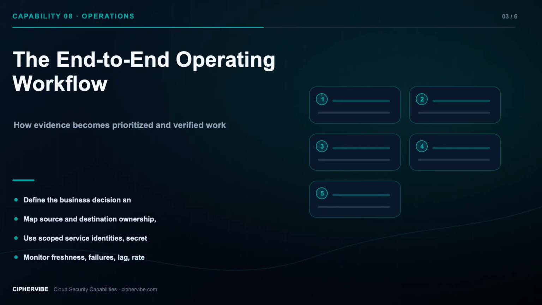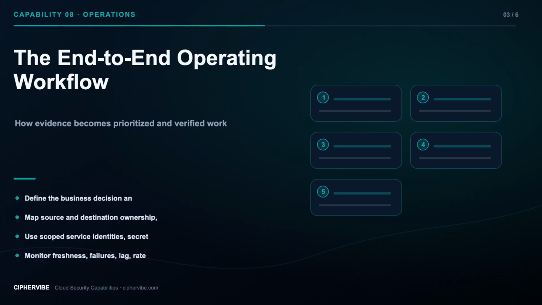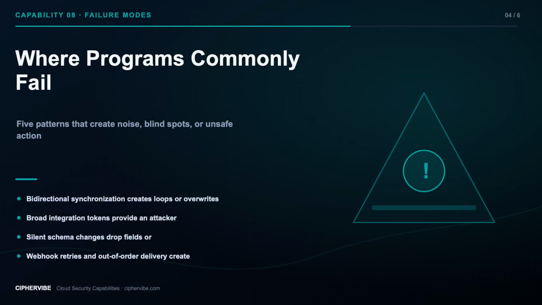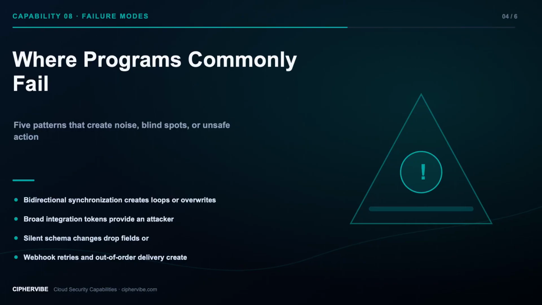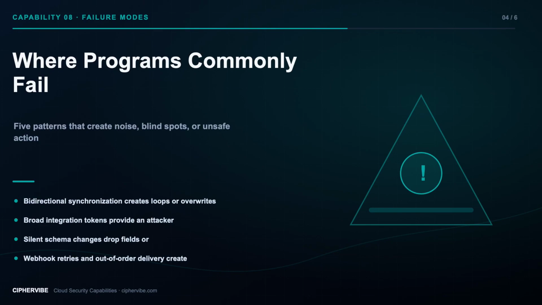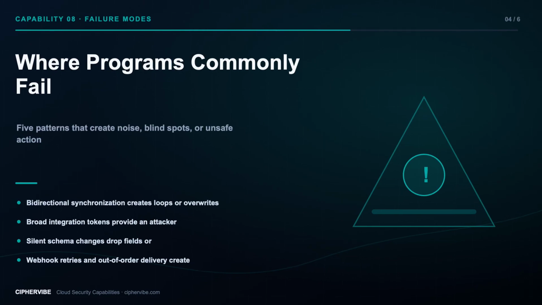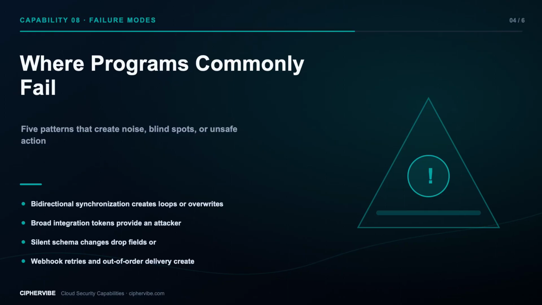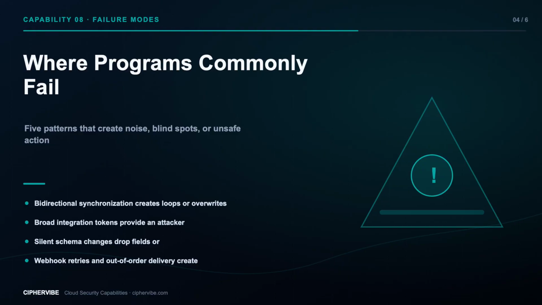Those conditions should move into incident or risk governance rather than remaining indefinitely in a routine queue. The fastest way to evaluate integrations and ecosystem is to study how the capability can fail. First, bidirectional synchronization creates loops or overwrites authoritative status when ownership is unclear. Second, broad integration tokens provide an attacker with cross-system reach and sensitive data access.